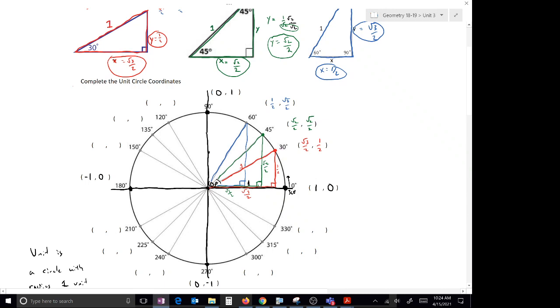So this first coordinate over here, if we looked at 120, essentially this would be a mirror of our blue triangle here. So same coordinates, 1/2 and √3/2, except that we're in the negative values for the x. So this would be a negative 1/2 and then a positive √3/2.